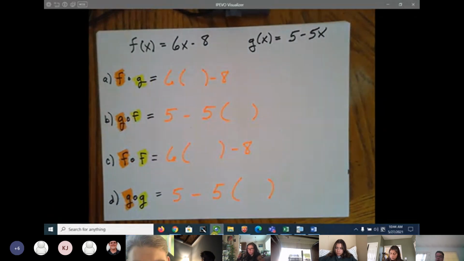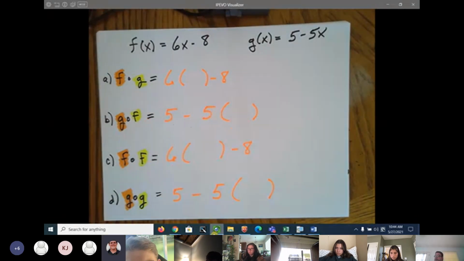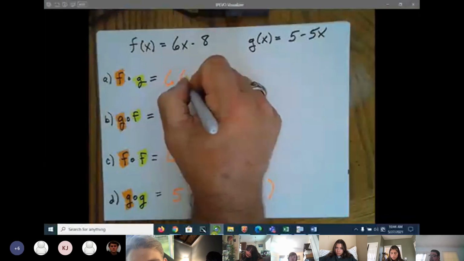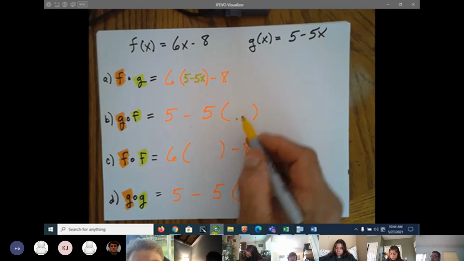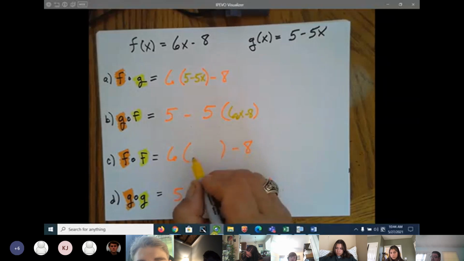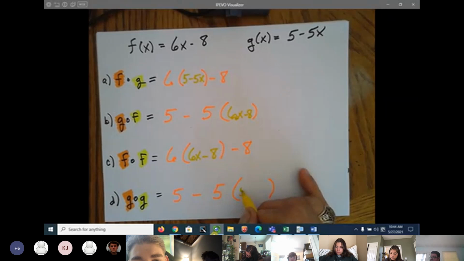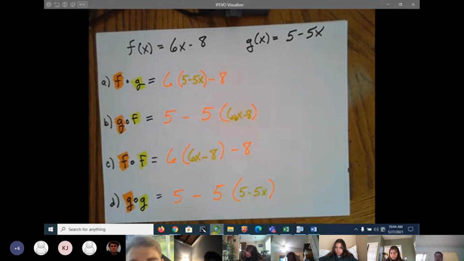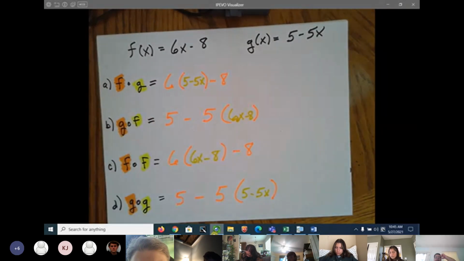All right, somebody tell me, what am I going to plug in right here? 5 minus 5x. What am I going to plug in here? 6x minus 8. And 5 minus 5x. All right, I'm going to give you a few more seconds to finish up the 2 that you need to do. I think the first 2 is probably what they ask the most.